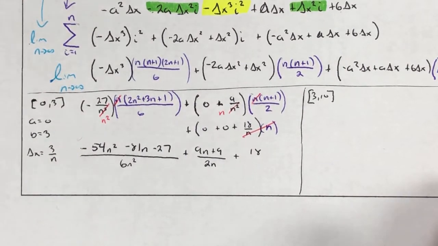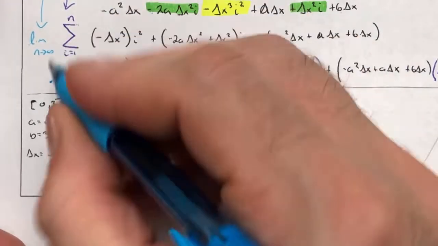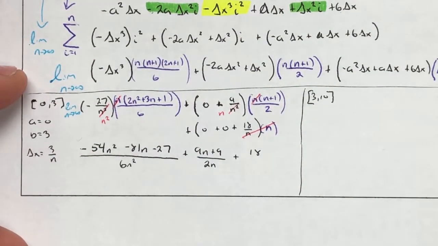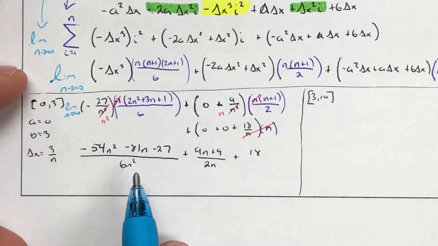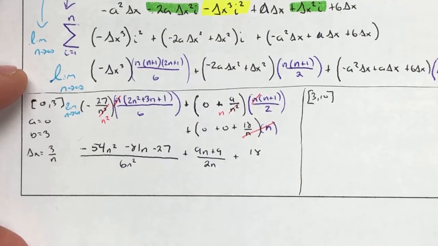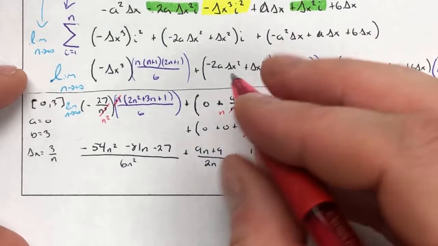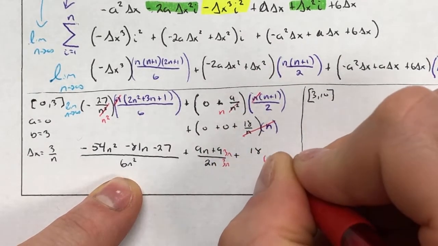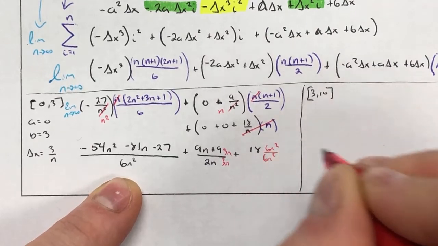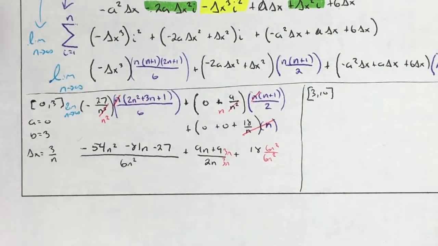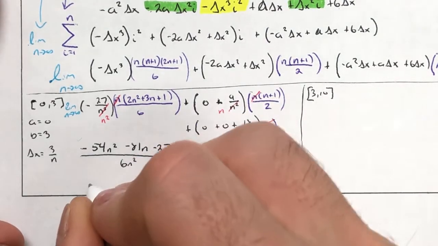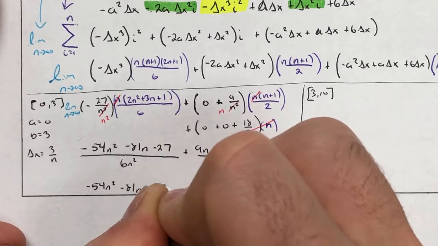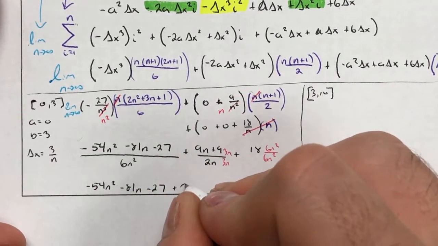I'm still taking the limit as n approaches infinity, so I should double up and write that. Limit as n is approaching infinity is still taken right here. Now I want to combine these three things into one fraction, which means I need them all to be over 6n squared, which means I'm going to work in this case, 3n, in this case, a 6n squared. This will allow me to combine all three. I'll have a negative 54n squared minus 81n. That's going to be 27.